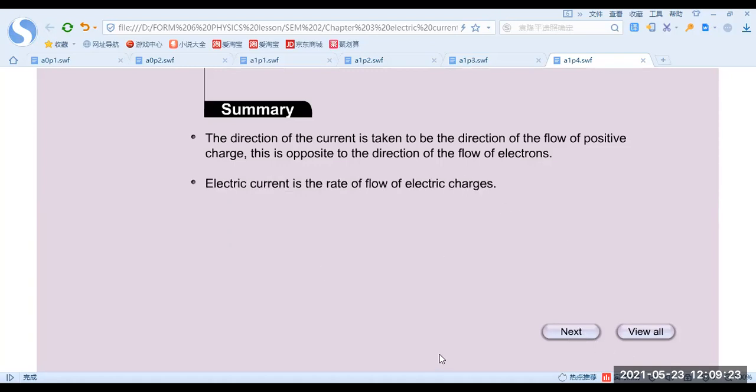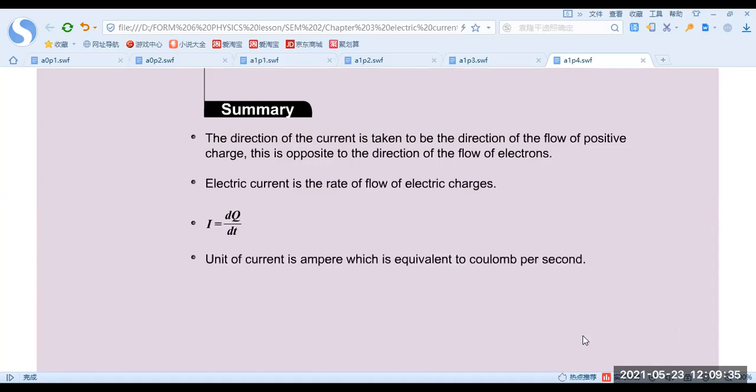Electric current is the rate of flow of electric charge, where current I equals dq over dt. The unit for current is the ampere, which is equivalent to coulomb per second. Coulomb per second is the SI unit. Okay. Next.